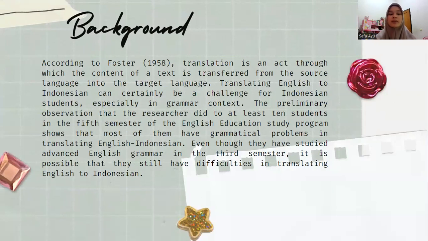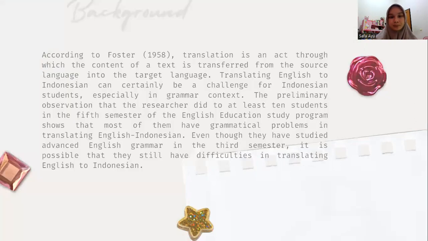The preliminary observation that the researcher did with at least 10 students in the fifth semester of English Education Study Program shows that most of them have grammatical problems in translating English to Indonesian. And even though they have studied advanced English grammar in the third semester, it is possible that they still have difficulties in translating English to Indonesian.